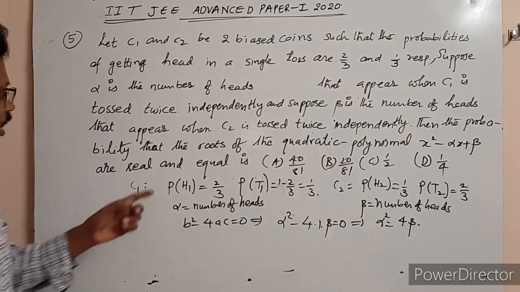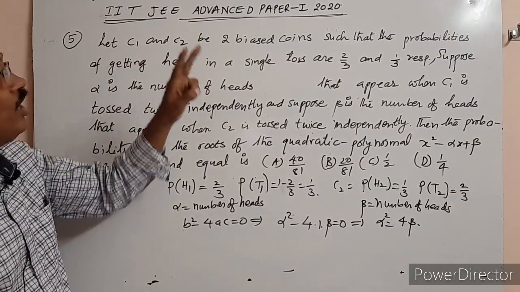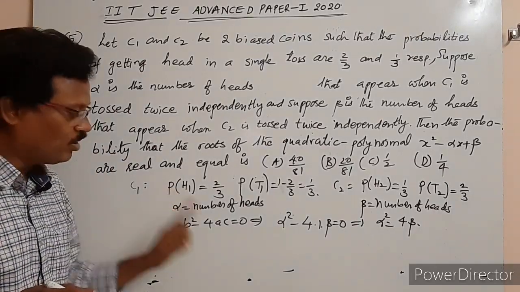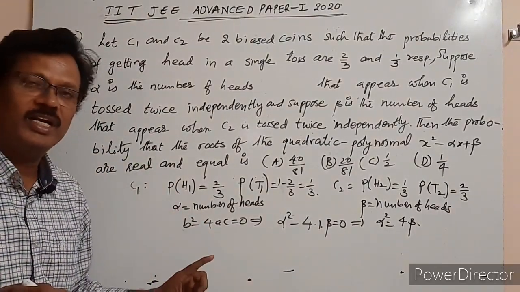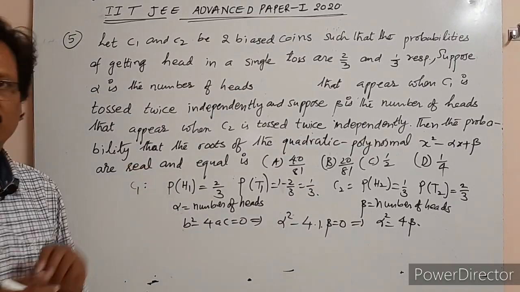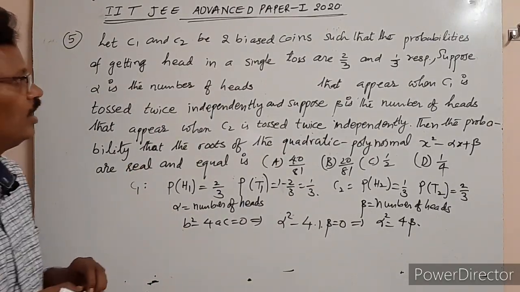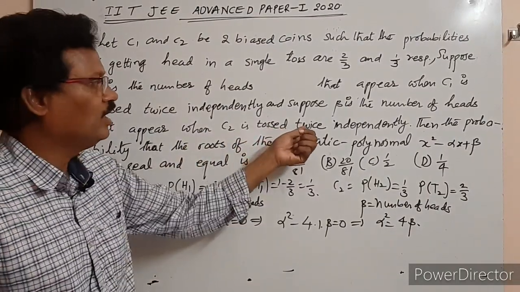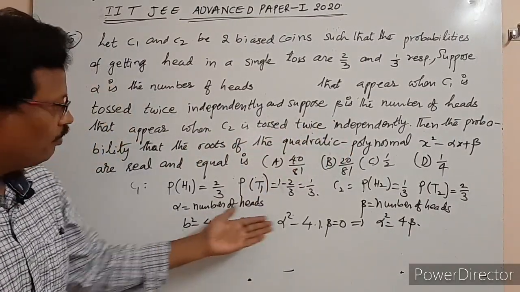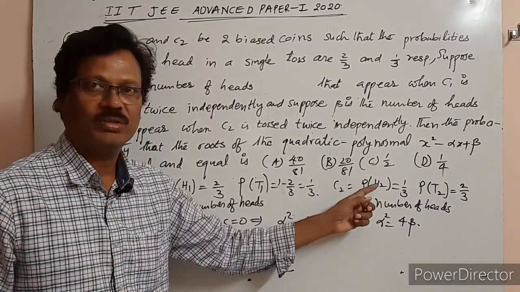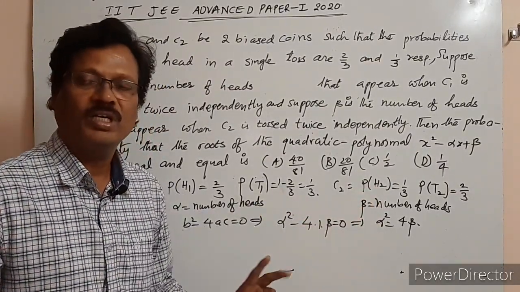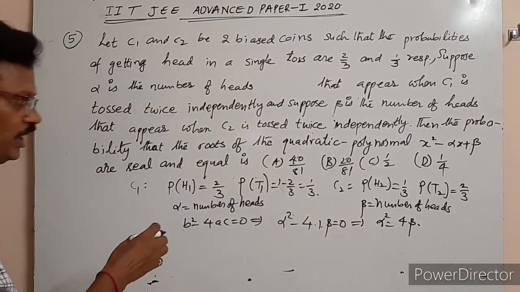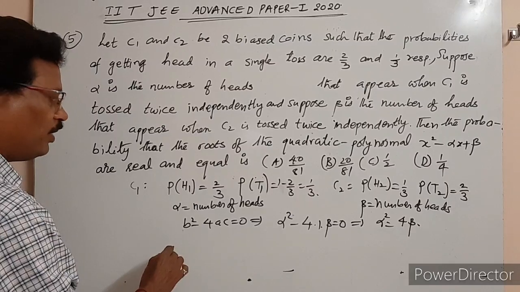Now we are tossing the C1 how many times? 2 times only. That is why alpha may be 0 heads, alpha may be 1 head, alpha may be 2 heads. In the same way, beta: the C2 is tossed twice independently. Therefore beta is the number of heads on the C2. The number of heads may be 0, maybe 1, maybe 2 also.